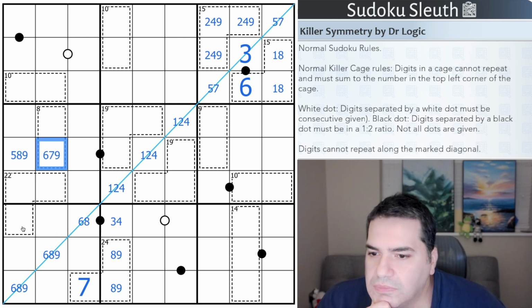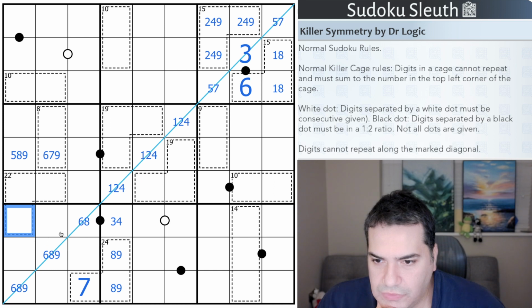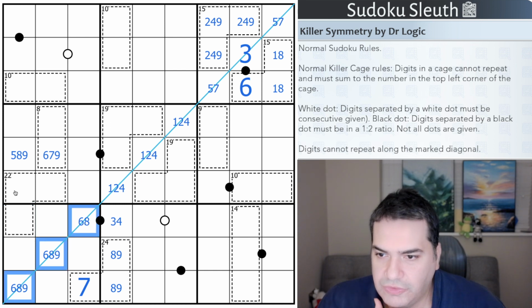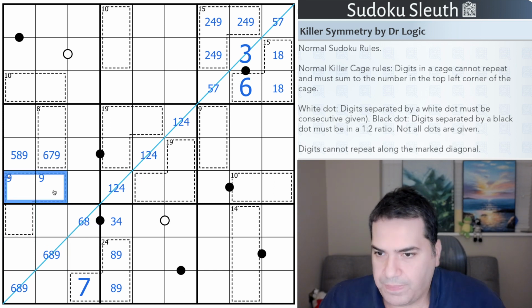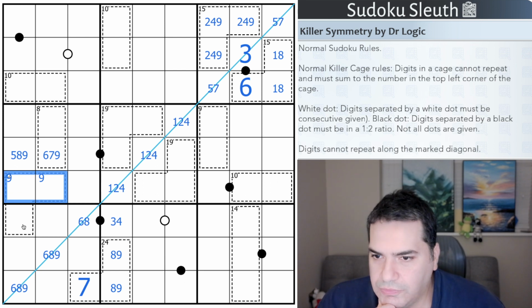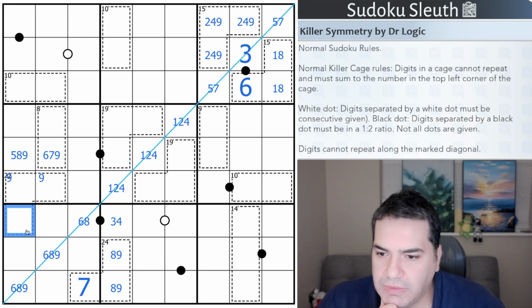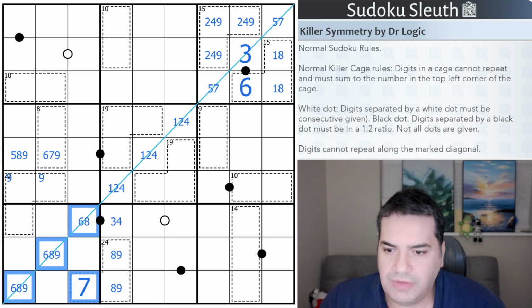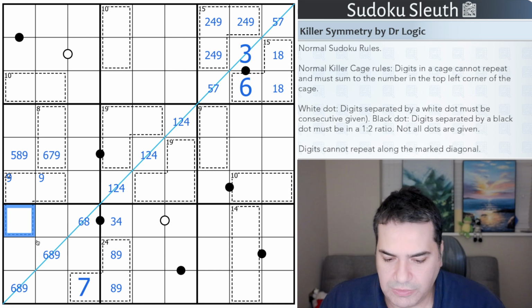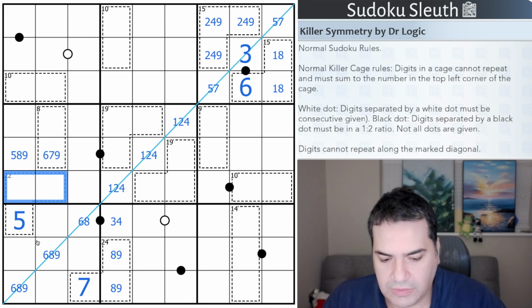Now, I need a 9 in this cage. It's clearly not in here because I've already written 6, 8, 9. So that's the 9. Now, I need one of 5, 8 or 6, 7 in here. And 6, 7, not available. 5 and 8, only 5 is available. So that's the 5. That's an 8, 9 pair.